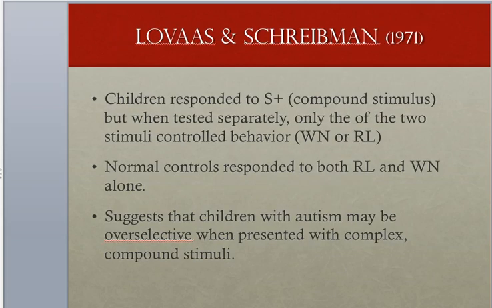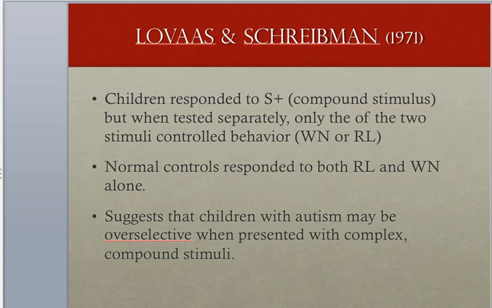And what he found was that the children learned to respond to the S plus, the SD, the compound stimulus, but when tested separately, only one of the two stimuli controlled the kids' behavior. So they were only responding to the white noise or only to the red light. And different kids responded differently. Some went for the light, some went for the noise, but none of the kids went for both.